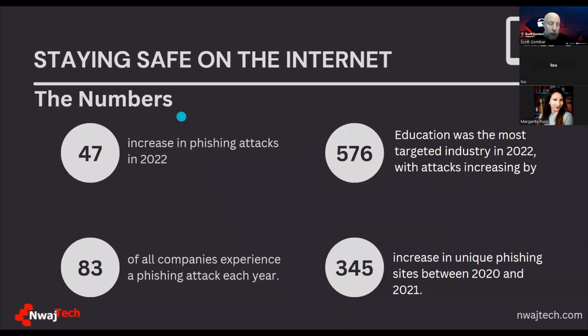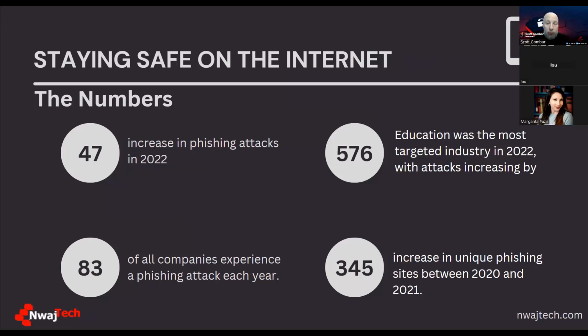Some statistics for you: 47.2%. There's been a 47.2% increase in phishing attacks in 2022. Obviously 2023 is not over yet, so we don't have numbers for this year yet, but it is increasing yet again. So 47.2% increase over 2021. Education was the most targeted industry in 2022, with attacks increasing by 576%.